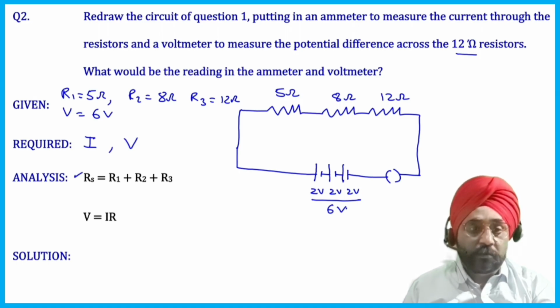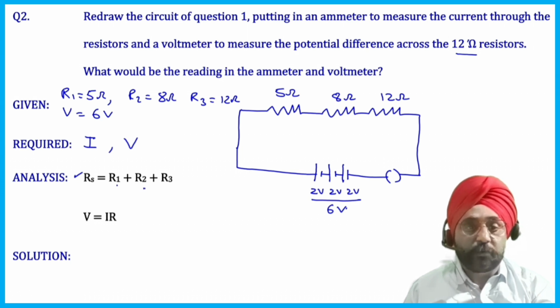Analysis: since all the resistances are connected in series, RS = R1 + R2 + R3. We will apply the series formula. So equivalent resistance is the algebraic sum of individual resistors. Using Ohm's law, V = IR.